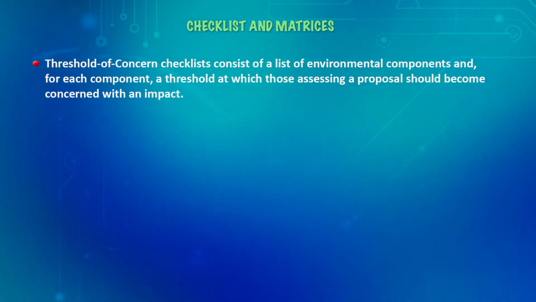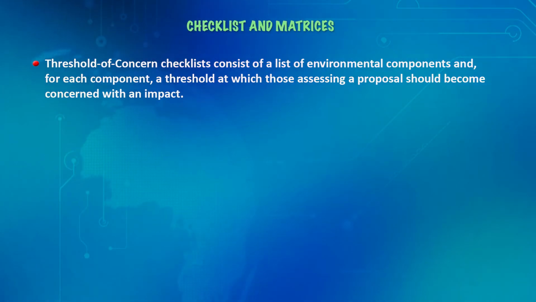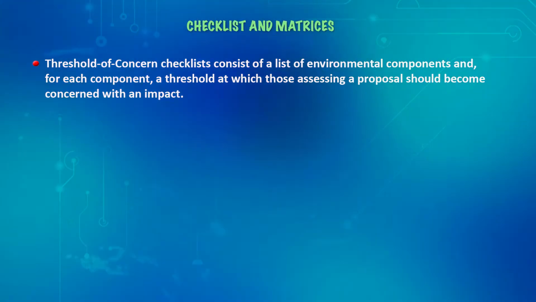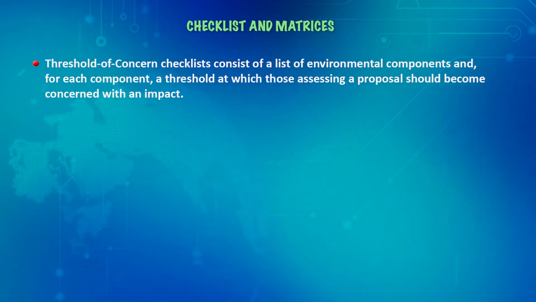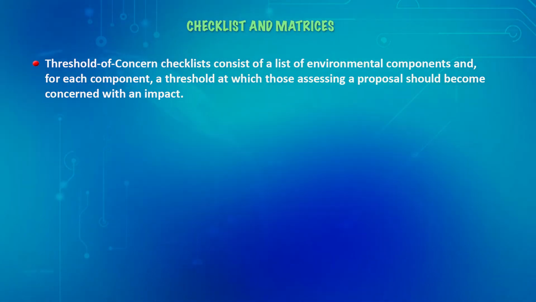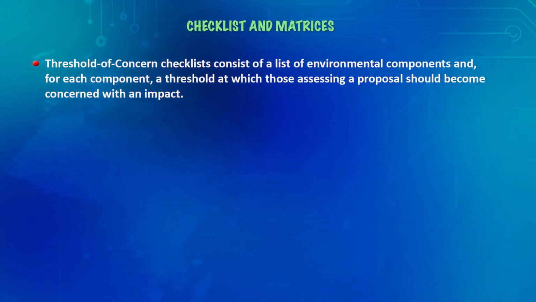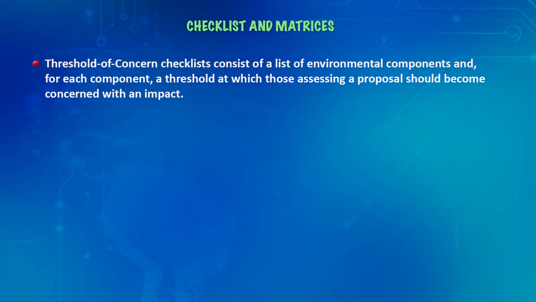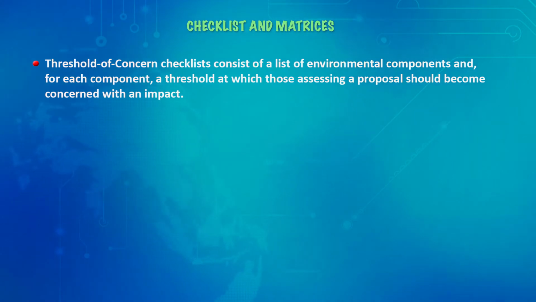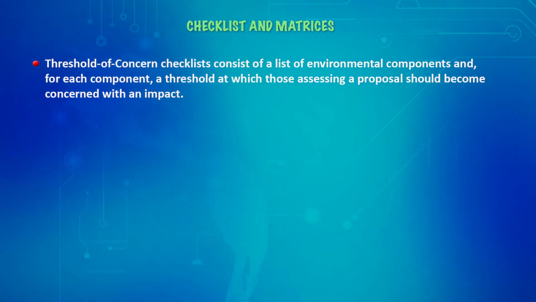The next one is the threshold of concern checklist. It's another type of checklist. Basically, this kind of checklist includes a list of environmental components. The list of environmental components can be the surface water quality, the air quality, and even the endangered species, the bird population. So these all will be part of the environmental components, and for each and every component, there is a threshold at which those assessing a proposal should become concerned with an impact. So for each and every component there will be a threshold.